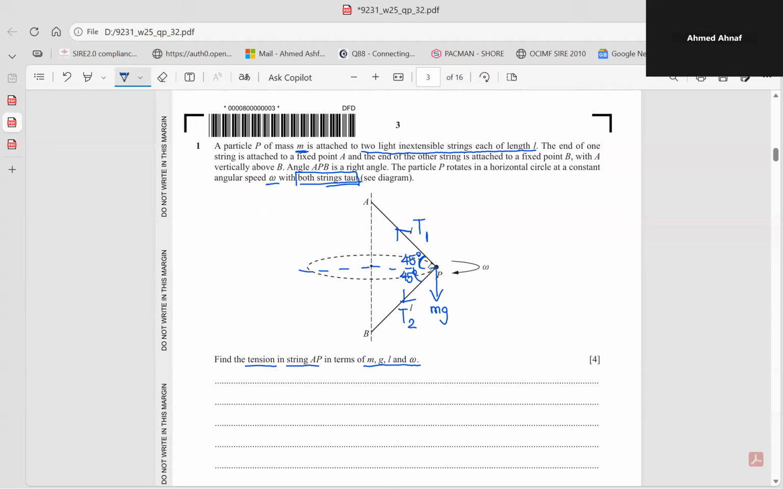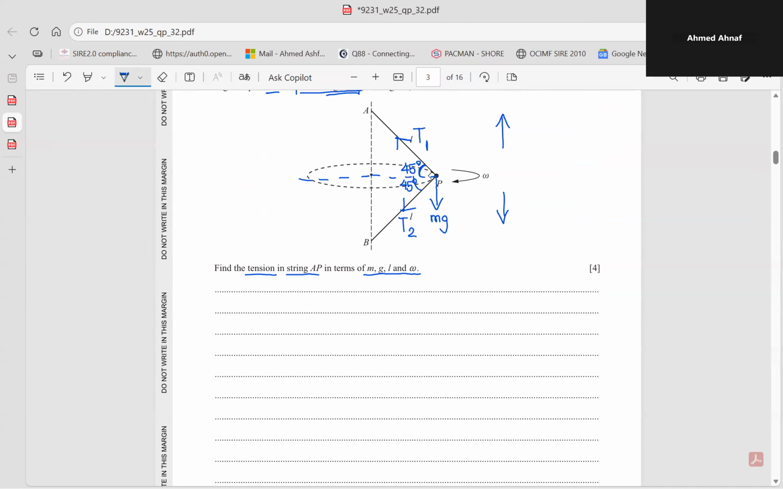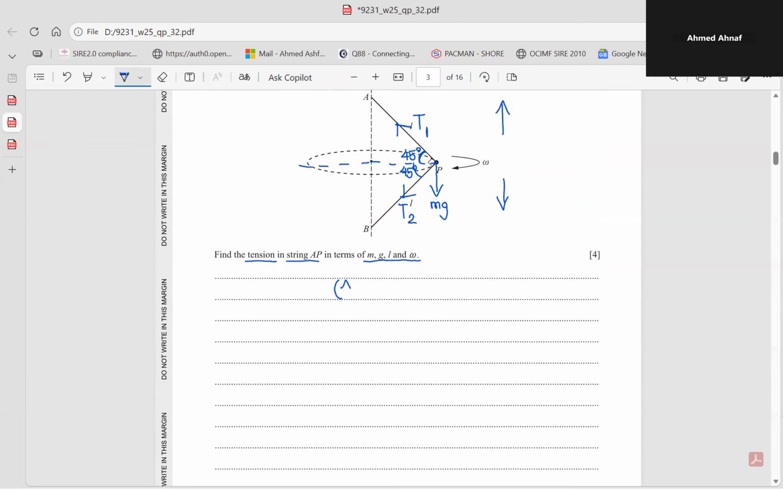First things first, we have to know that when a particle moves in a horizontal circle, since there's no acceleration in the vertical plane, so no acceleration up or down, the forces acting vertically are all in equilibrium. So that's the first condition that we're going to apply. We're going to solve for the vertical forces first.